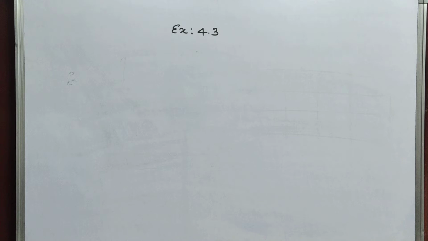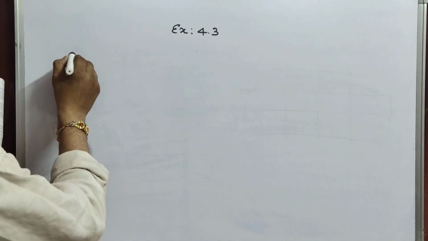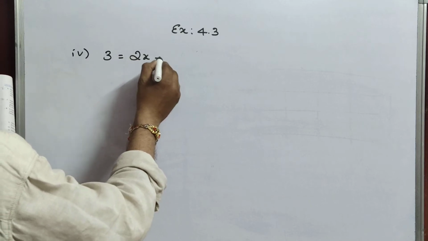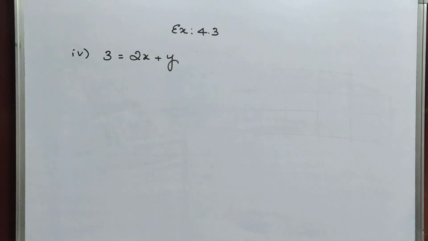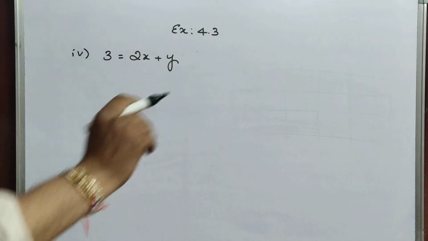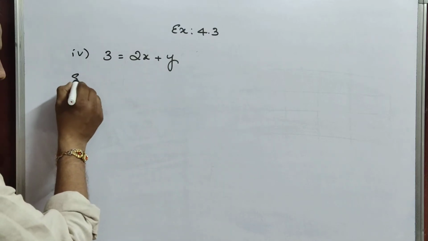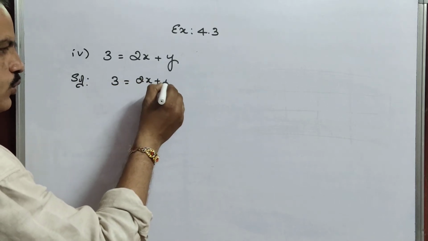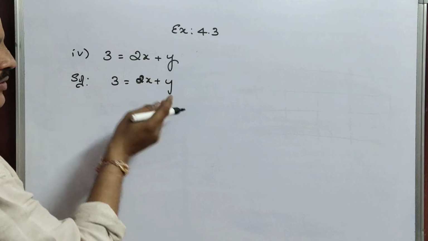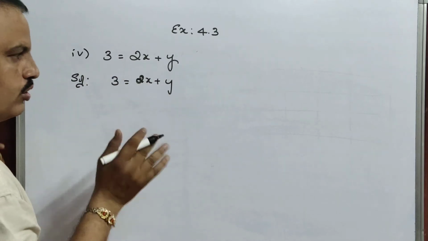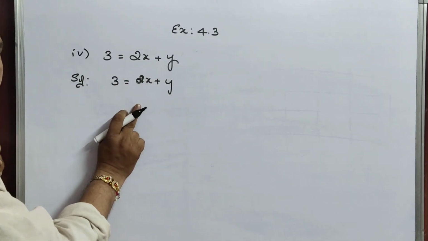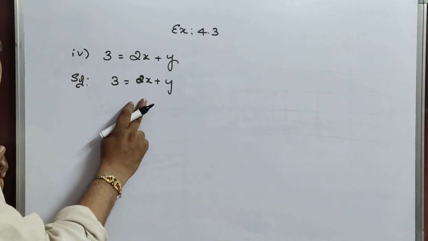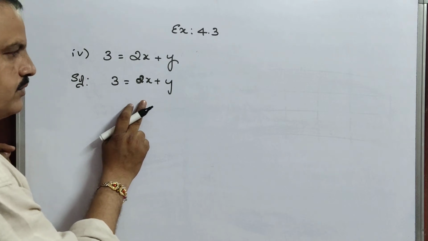Okay, children, see the fourth question here. 3 equals 2x plus y. For this sum and the sum before, you have to write in the graph book only. When you come to school, you have to show the graph book, because you all know that for the maintenance of the book, we have some marks.